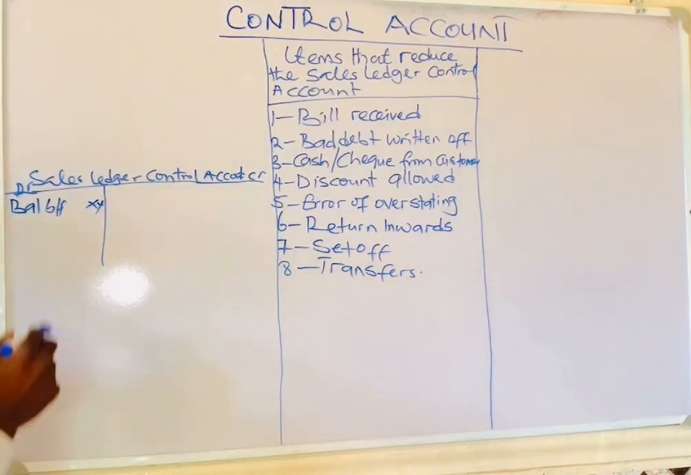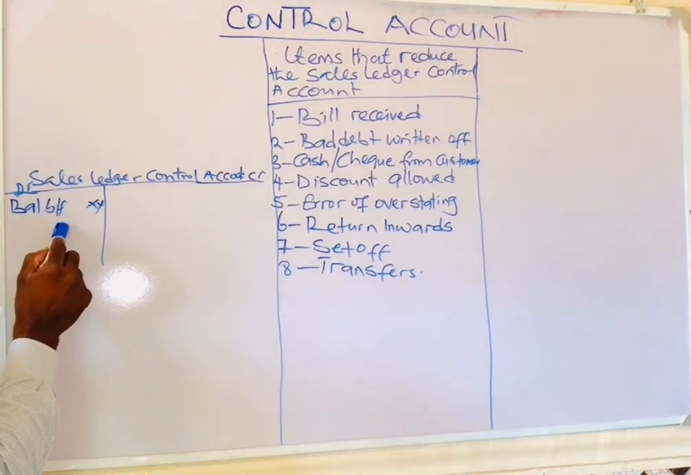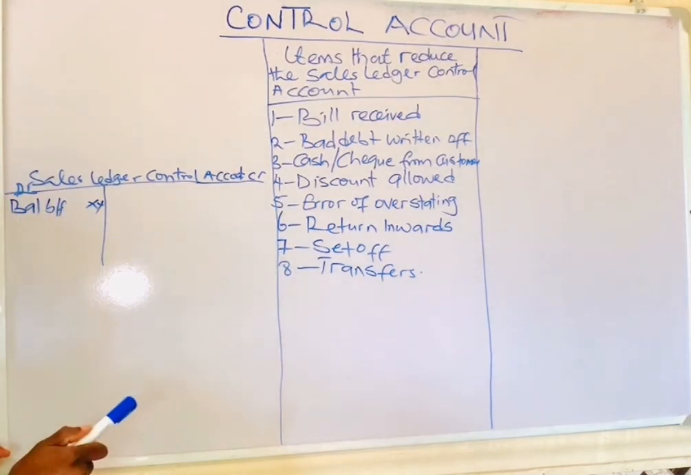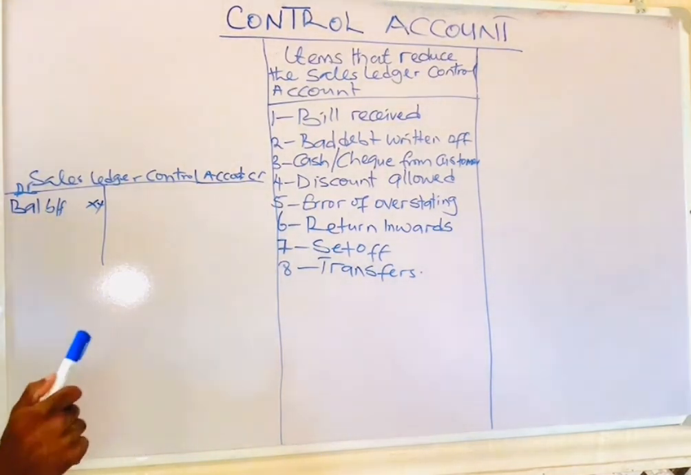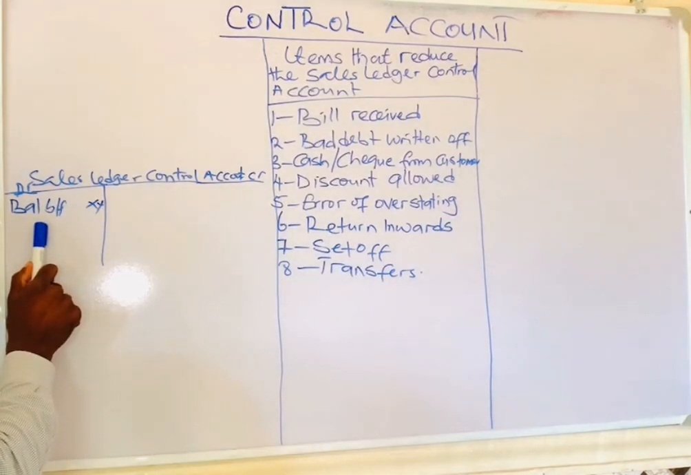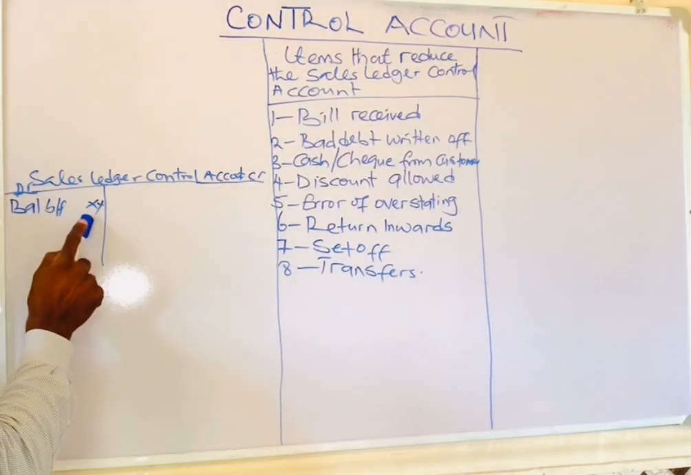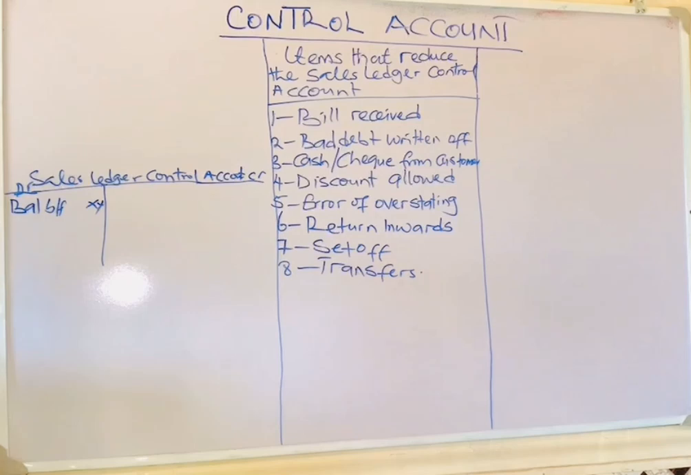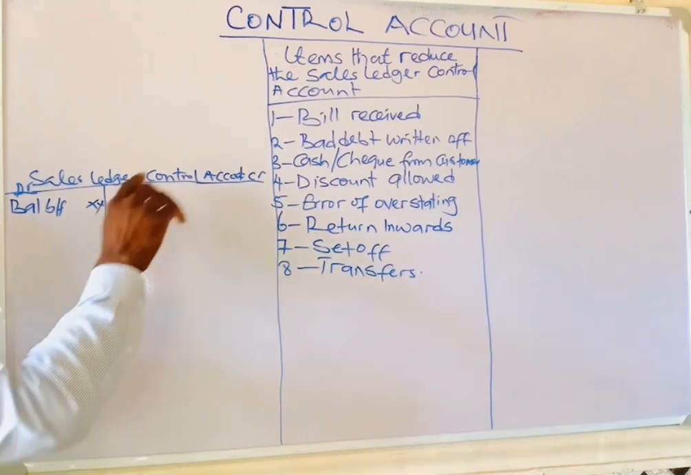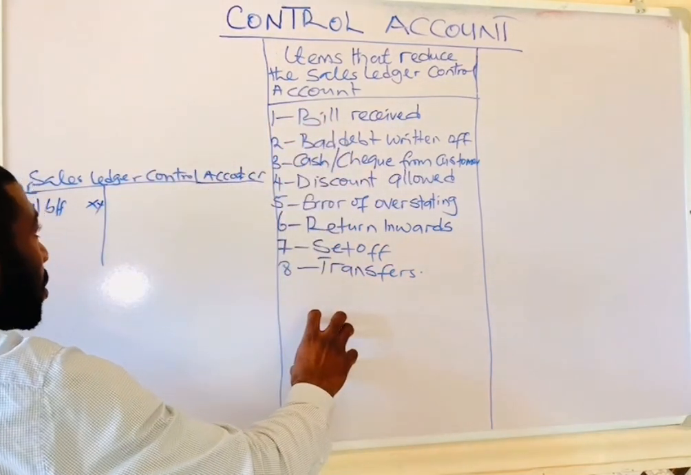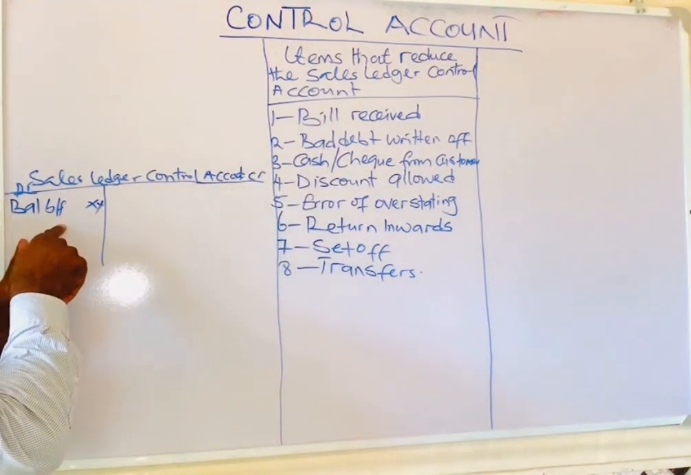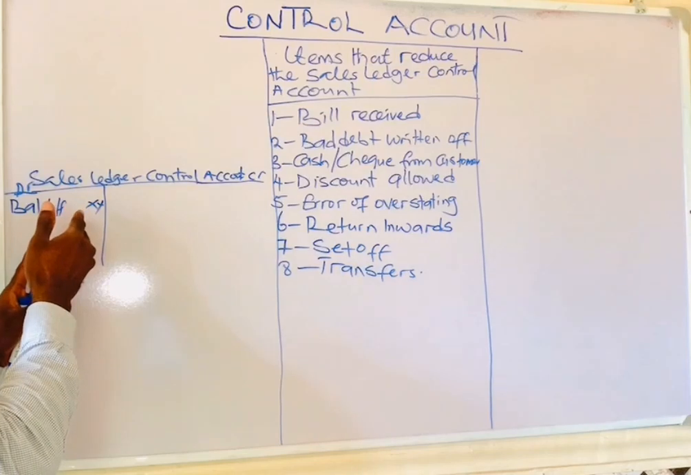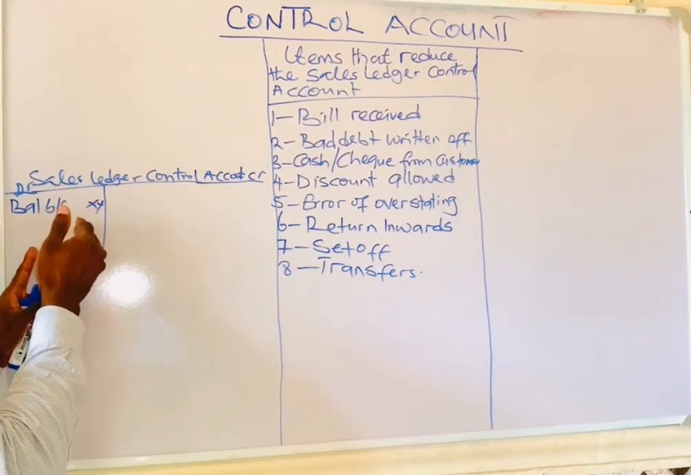So this is our balance. This is the balance that our debtors, that is all our customers, will pay us. This is the balance we expect to receive from our customers for the credit sales. And these items will affect this balance negatively. It will reduce this balance.